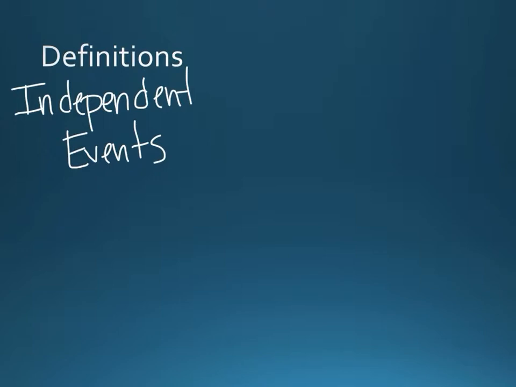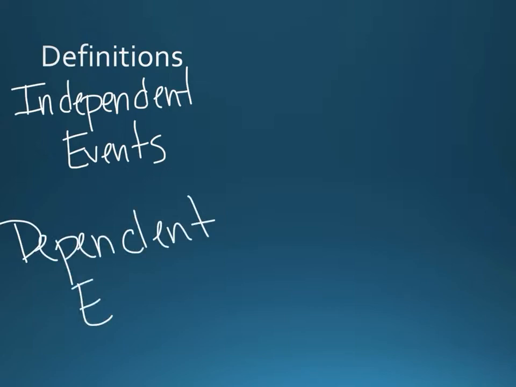Our other definition is dependent events. A dependent event is where the outcome of one does affect the other. So it does not in terms of independent, and it does in terms of dependent.